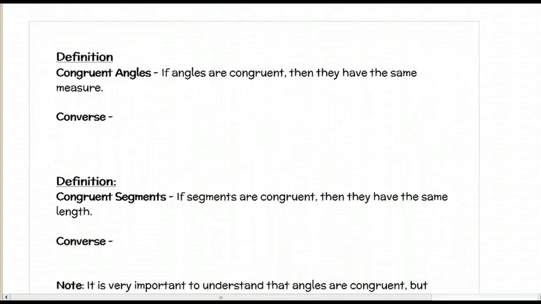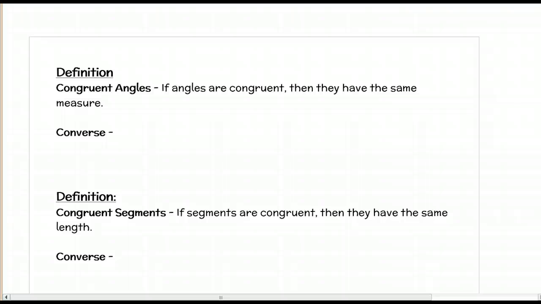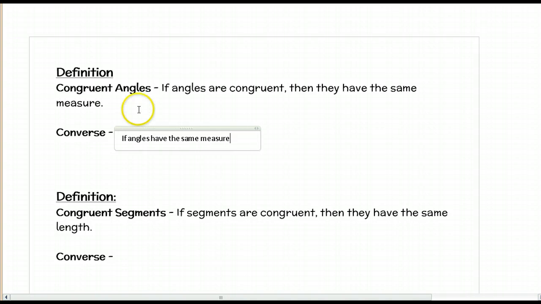Now we're going to move on to the definition of congruent angles. So congruency is like the equality of geometry, and we're going to use the word daily probably for the rest of the school year. So if angles are congruent, then they have the same measure. So pause if you want to see if you can write the converse. If angles have the same measure, then they are congruent. Alright, so that's for congruent angles. In order for them to be congruent, they have to have the same measure.